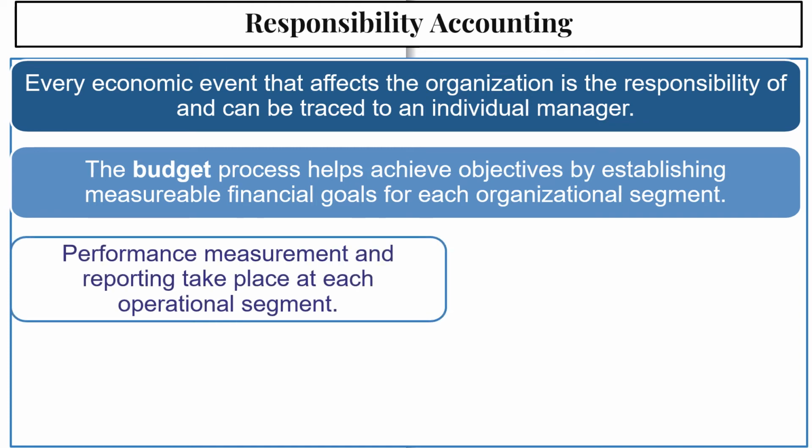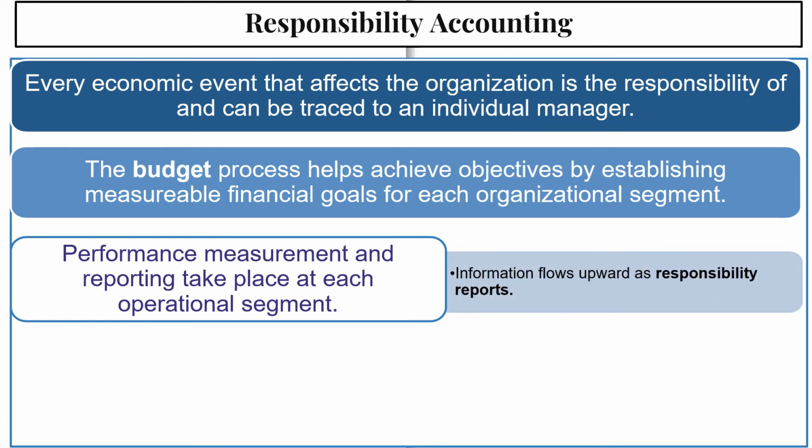So the budget process helps achieve the objectives by establishing measurable financial goals for each organizational segment. The performance measurement and reporting take place at each operational segment. Information flows upward as responsibility reports. So the information comes from bottom to up, just to report how responsible those segments are in terms of the budget. Is there any variance, comparing the budget with the actual cost or actual spending.